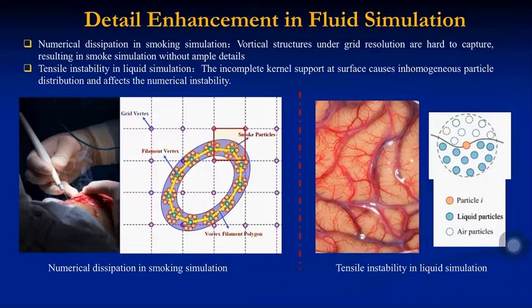And smoke and also fluid are also some common phenomena in surgeries. So we need to show some details in this kind of simulations. However, there are some issues, for example, like the numerical dissipation in smoke simulations. This is because the vortical structures under grid resolutions are hard to capture and resulting in smooth simulation without ample details. Another issue in liquid simulation is the tensile instability, and the incomplete kernel support at surface causes inhomogeneous particles distributions and thus affects the numerical stability.